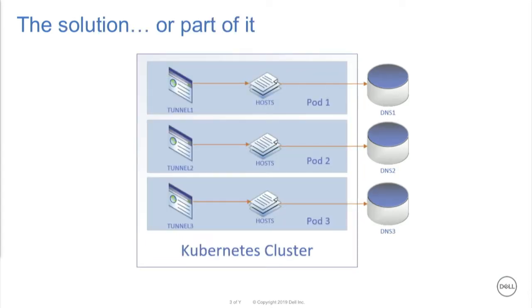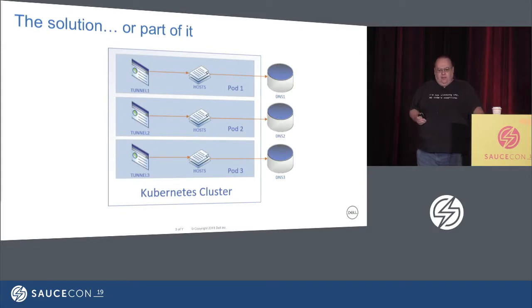So this is what we did. Instead of running multiple tunnels on a single VM, we were running a single tunnel on a single Kubernetes pod. This gave us the capability to run a single tunnel with its own customized host file, thus allowing people to customize their DNS resolution to however they wanted.